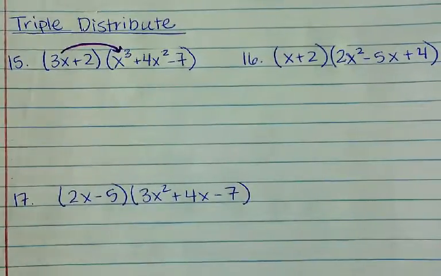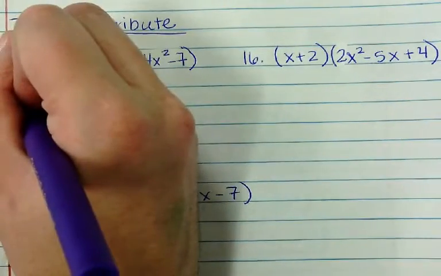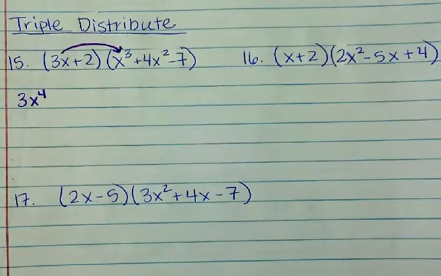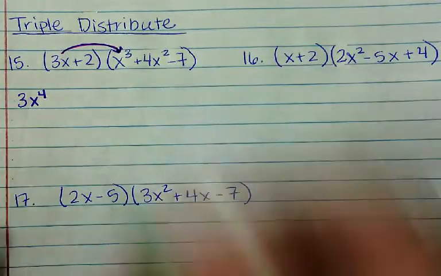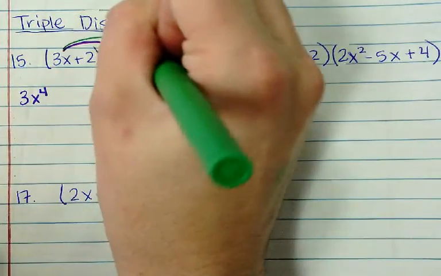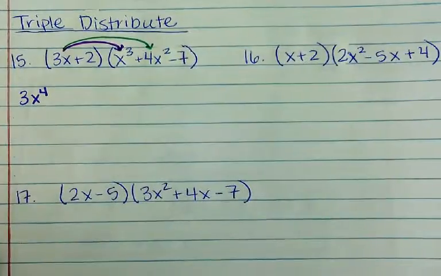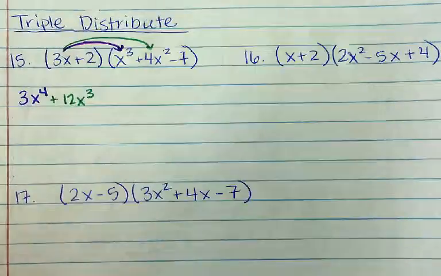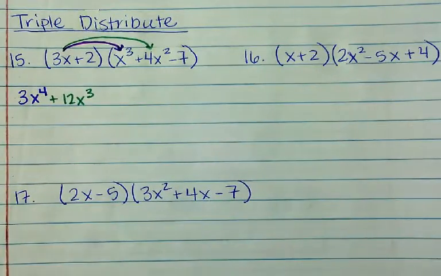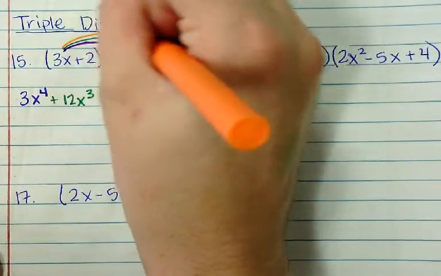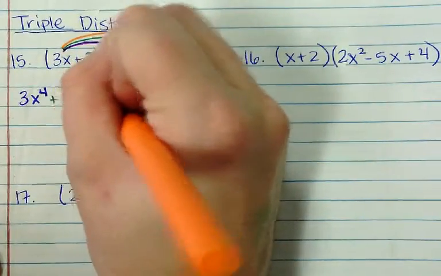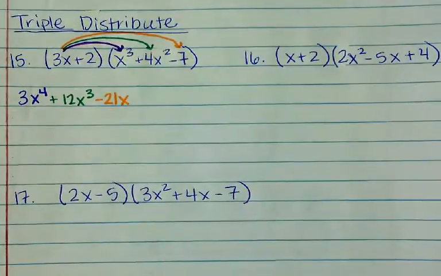And then we're going to go to our next one here. 3x times x times 4x squared, and that would give me plus 12x cubed. And then last, but certainly not least, we're going to do 3x times negative 7. So that is just going to be negative 21x. Okay? So I triple distributed that 3 times. All right? Now we're going to start with our next ones.